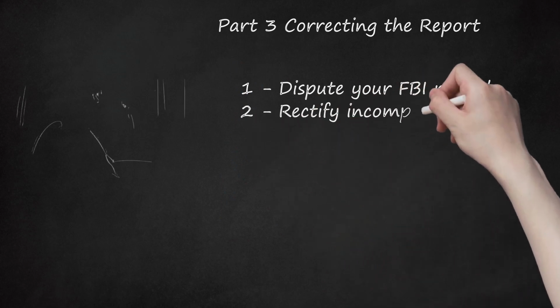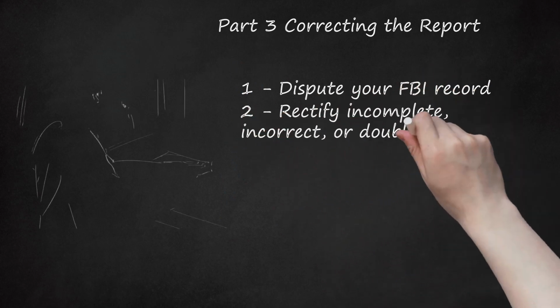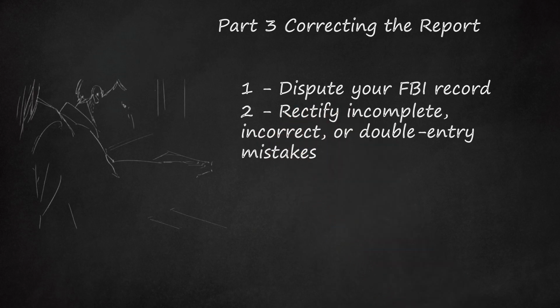2. Rectify incomplete, incorrect, or double entry mistakes. To do this, you'll have to get a disposition slip for the case from the court where the case was heard. A disposition slip is an official court record of the case, and should contain correct information about what happened in your case. To get a disposition slip, contact the clerk in the court where your case was heard.